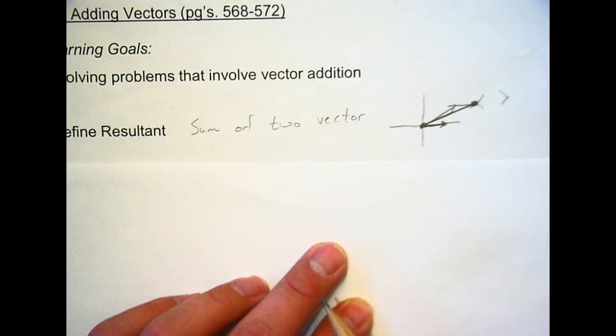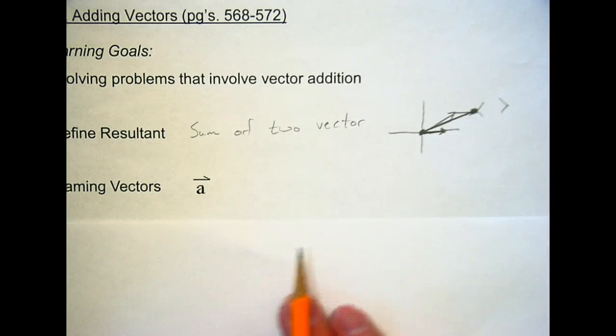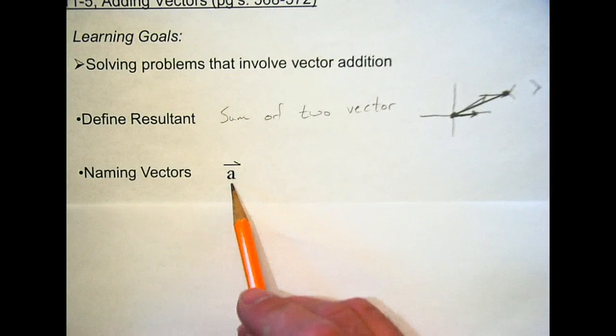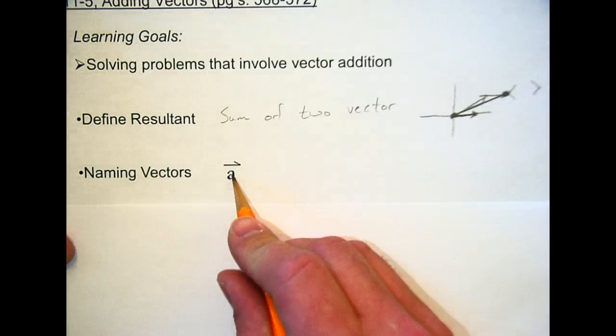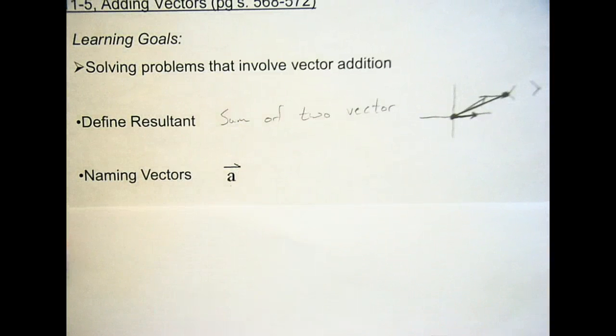Now we're going to go through that today. Just keep in mind the way we name a vector. For instance, if we're saying vector A, that wouldn't be written as a plain letter. It's the letter with an arrow over it, without the other part of the arrow. Questions? All right.